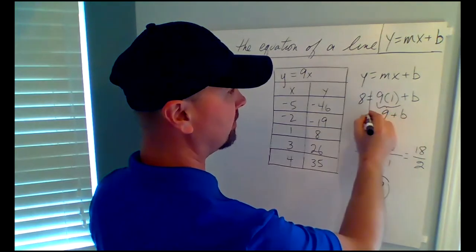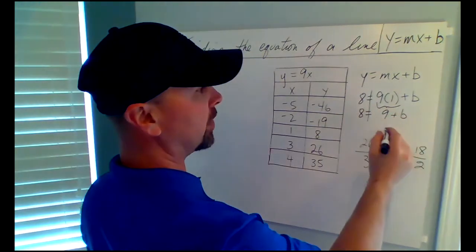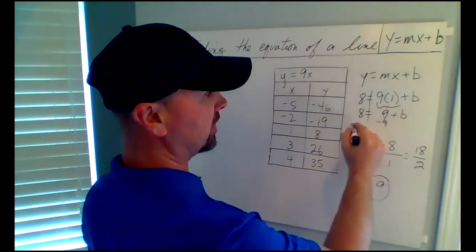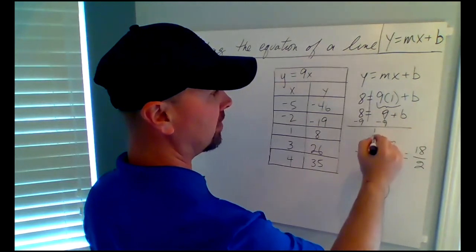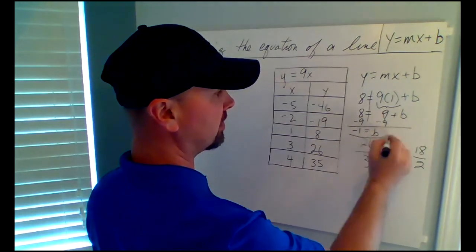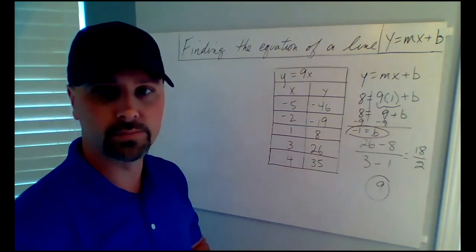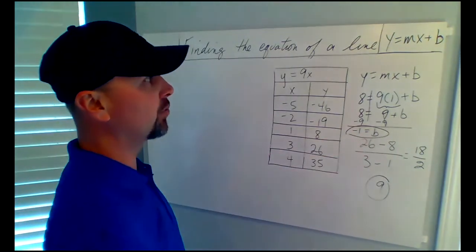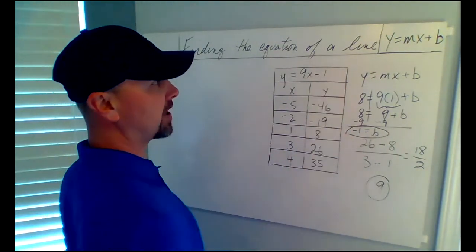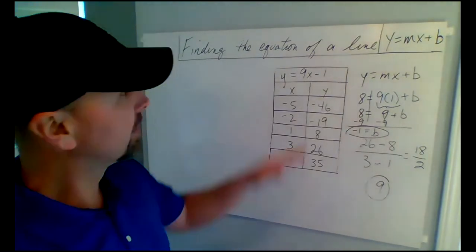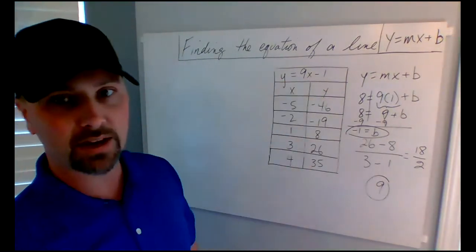9 times 1. Bring down. Subtract 9 from each side. b equals -1. Okay. So if b is -1, that goes up here as b in my equation. So y is equal to 9x minus 1.